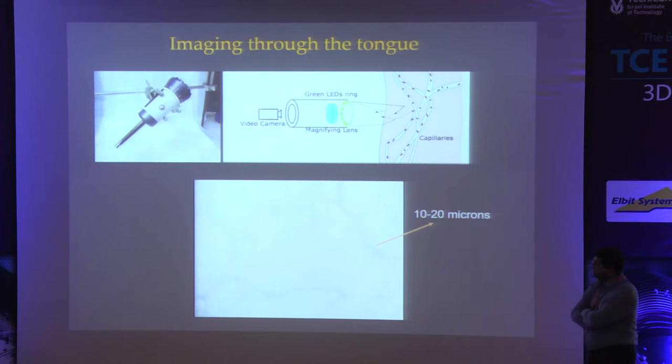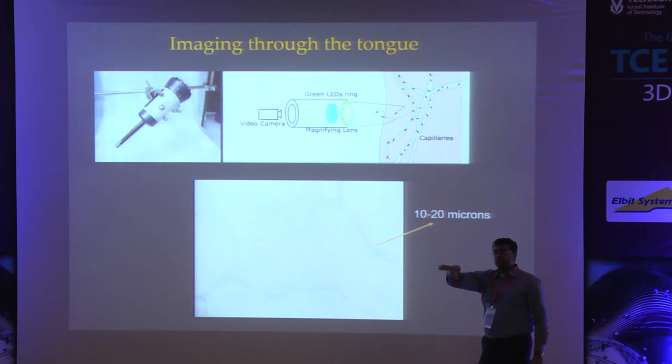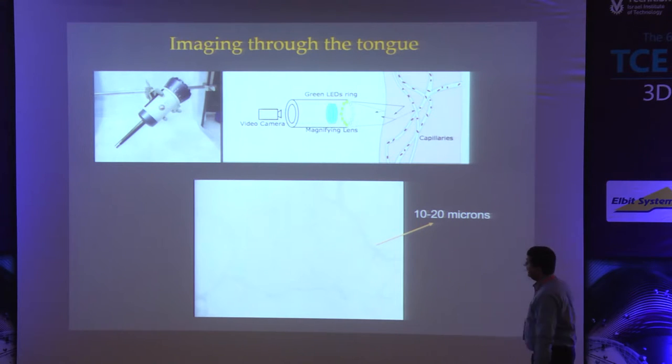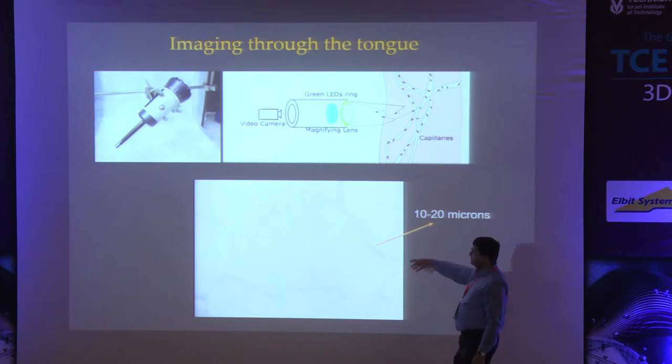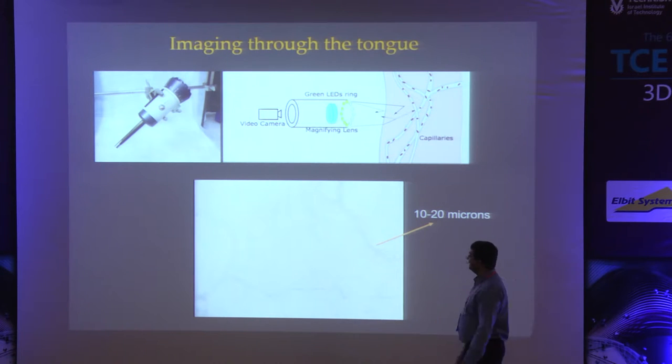And of course, this is known as dark field imaging. That means you can use some green LEDs to illuminate the tongue. And this is actually the vasculature of a pig tongue. The projector makes it look even worse than what I want it to look like, but it's showing these kinds of vasculature, and this is about 10 to 20 microns.